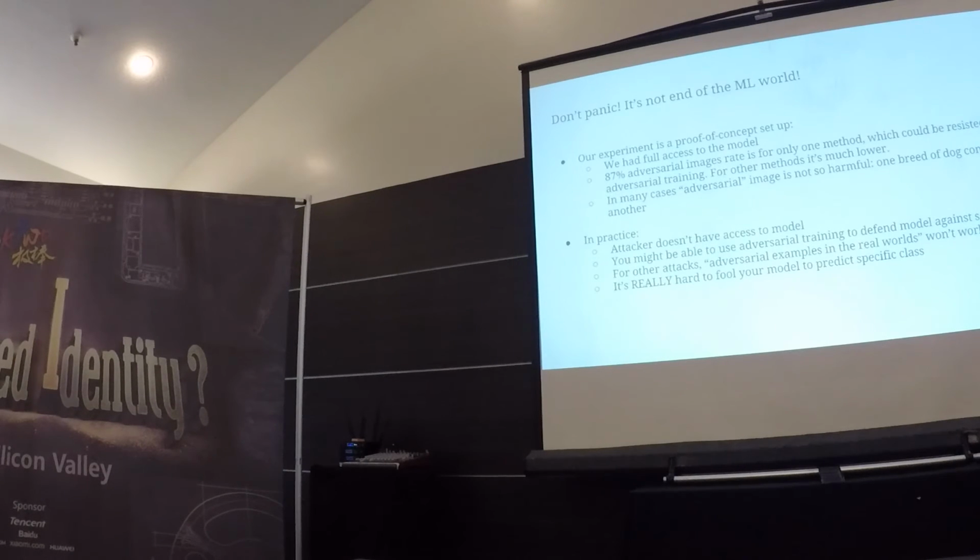First of all, the 87% adversarial images number which I mentioned before is only for one method, the fast gradient sign method. For this method, constructing adversarial examples seems like you can resist them. For other methods, the number will be much lower. Also, in this particular case, when we got this 87% number, we knew exactly the weights of the machine learning classifier, which is typically not the case for a real-world attack.